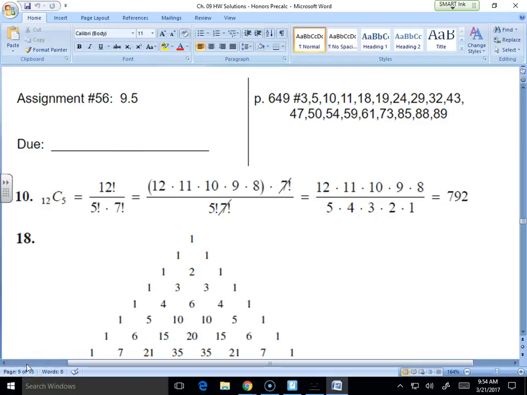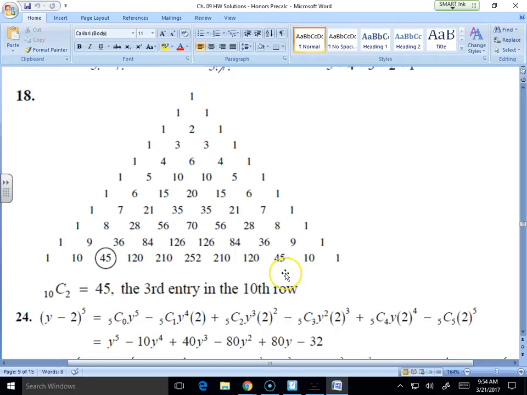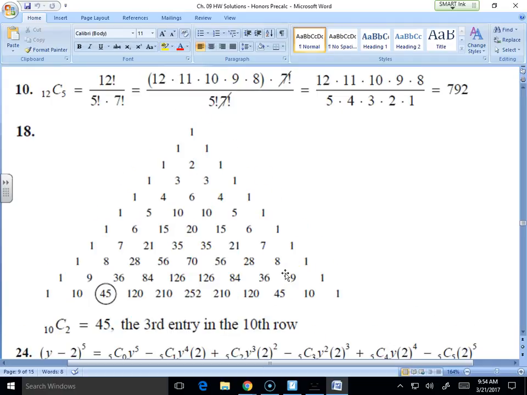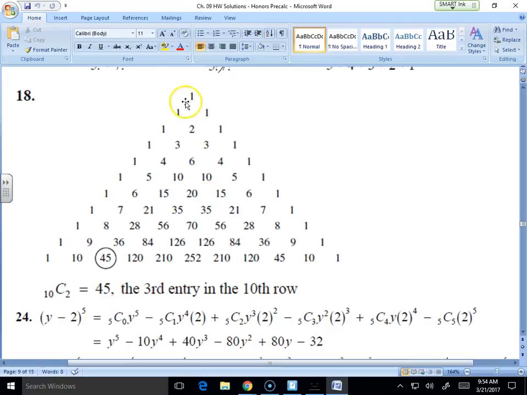You can already see it. 792, the factorial stuff. Number 18, woohoo! Look at that, Pascal's. Not as good as mine, but I should check mine. Did I get that right? Oh, we checked it yesterday. I got that one right. 45. True. But did you have to do Pascal's to get there? Nope. 10C2 is 45 as well.